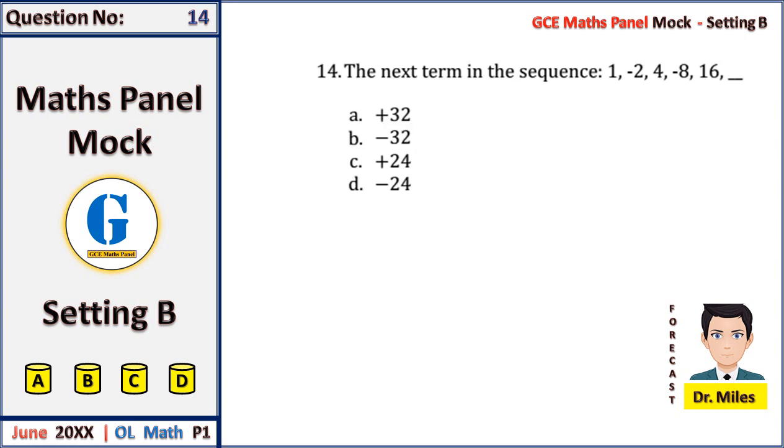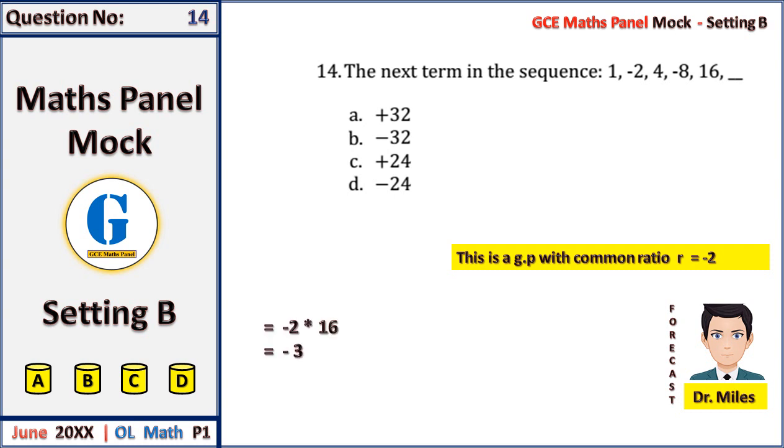14. The next term in the sequence is, looking at this sequence critically, we'll see that the common ratio is -2. So to have the next term, we just have to multiply 16 by -2, and that gives us -32 as the answer.